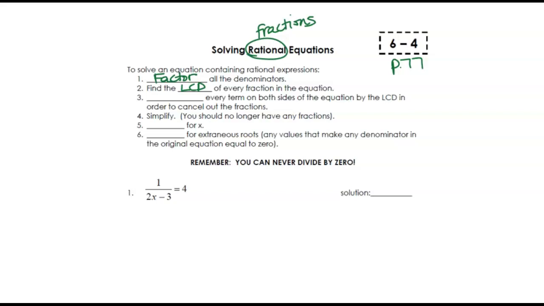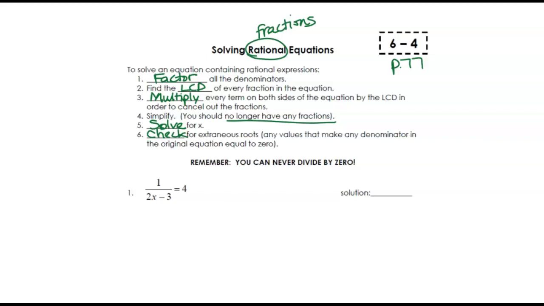You're going to take that least common denominator and multiply every term on both sides of the equation by that least common denominator, all the factors that are in it. You're going to simplify so that you no longer have any fractions, yay. And then you're going to solve for x. And you're going to have to check to make sure that your solution doesn't make the denominator 0, because we can't have denominators of 0.